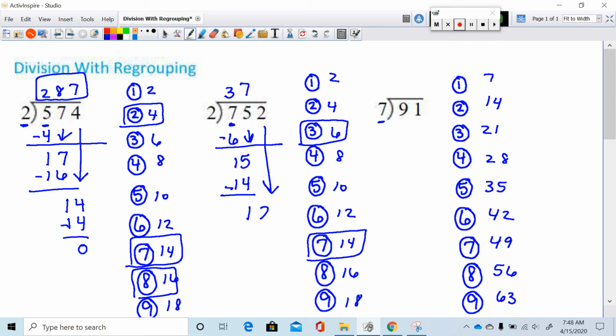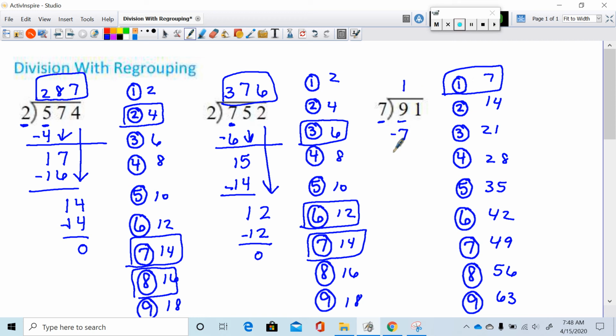Bring down the next number, 12. Okay, that's a 6. Circle number up top, number beside that on the bottom, subtract. 376. So on this one, the number closest to 9 is 7. Circle number up top, number beside that on the bottom, and subtract.